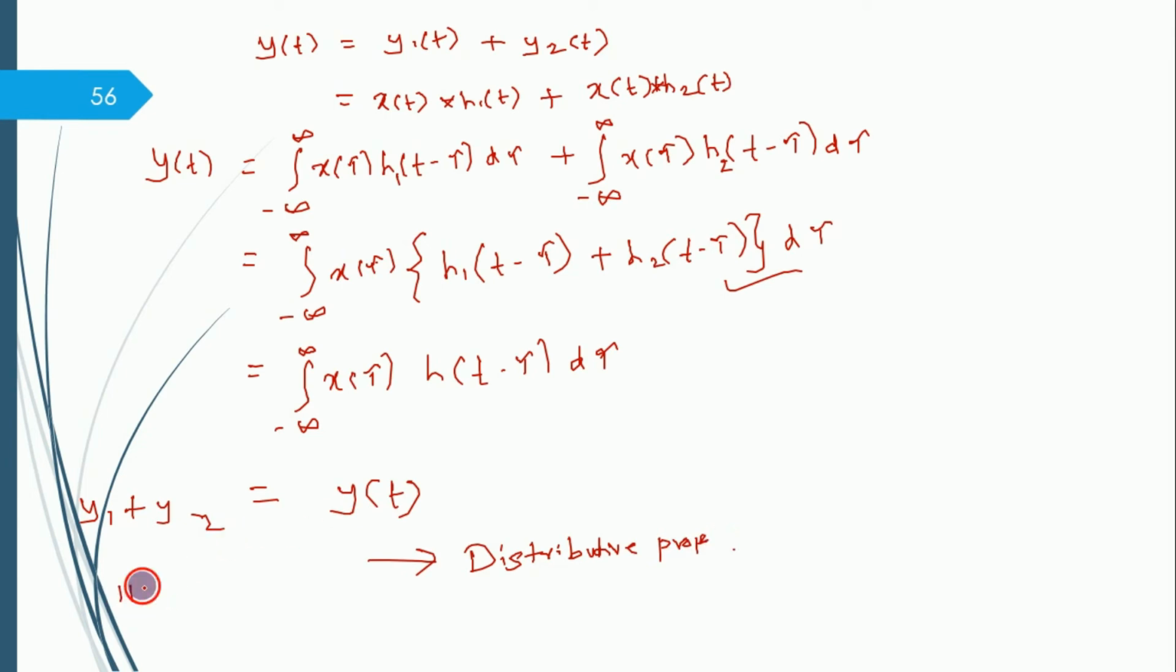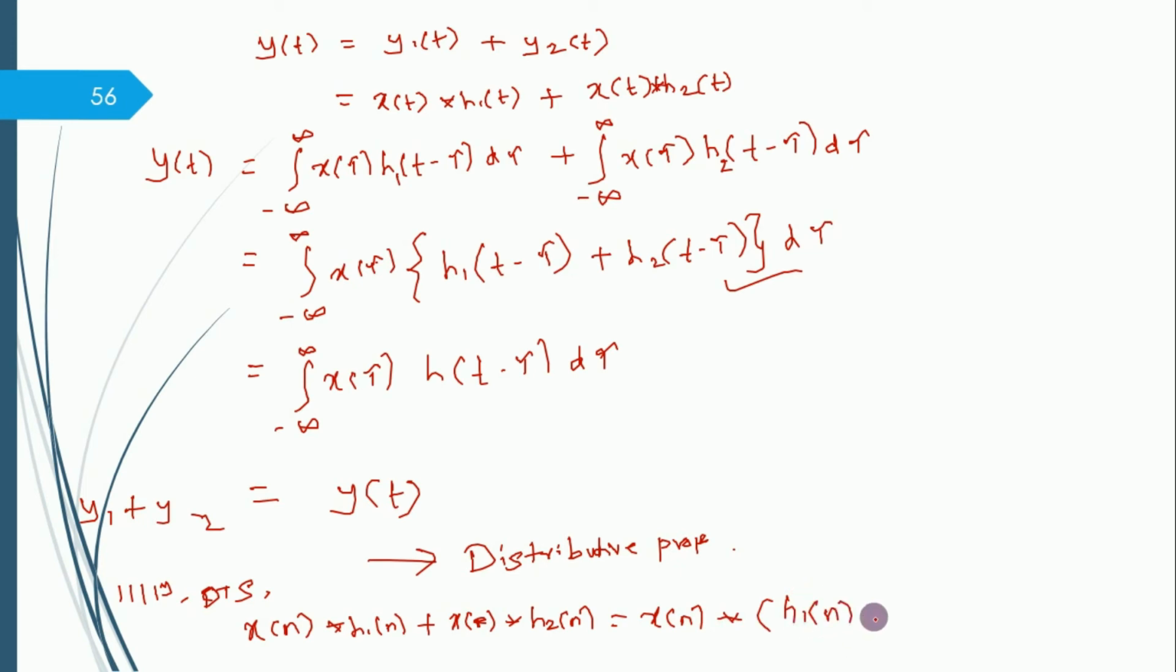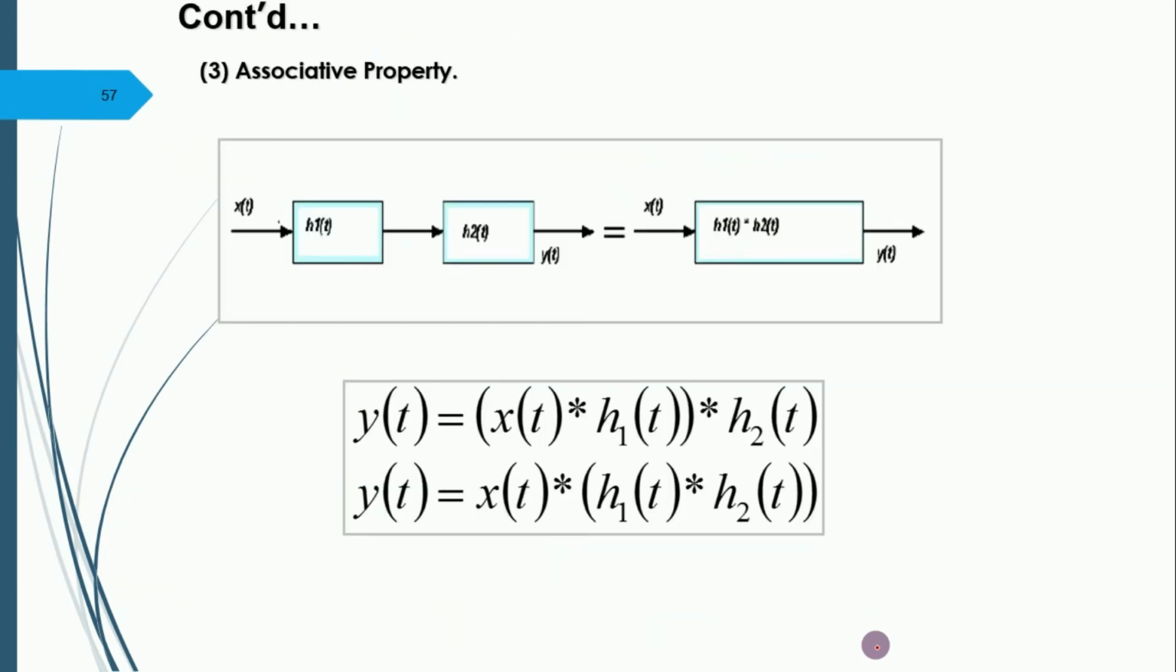Similarly, you can write it for discrete time. In the previous case, for commutative also, you can write it in the same form for discrete time. Here also, I'll show it here. x of n convolved with h1 of n plus x of n convolved with h2 of n will result in x of n convolved with, in the bracket, h1 of n plus h2 of n. That's the distributive property for you. I hope it is fine till here.